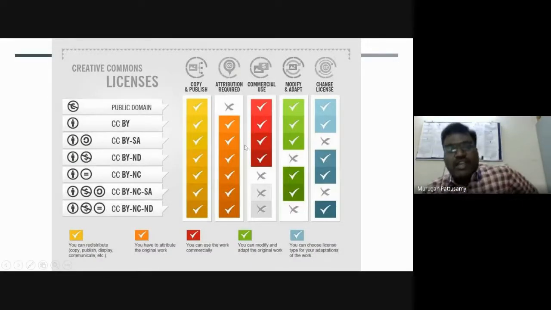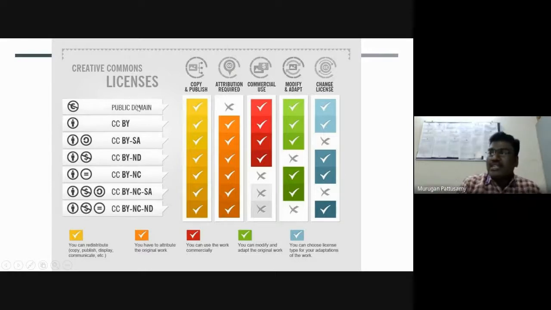If any paper is published under the public domain license, it means you need not pay anything to download the paper. You can print it even without citing that paper. You can share it among your people. Even for commercial purposes, you can use it. That's how you can understand the meaning of this public domain license.